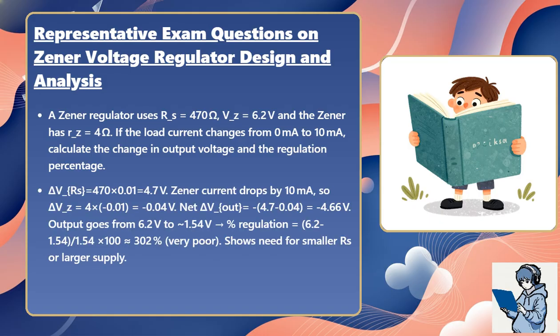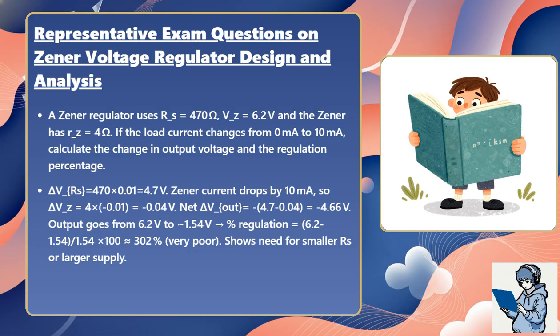Delta V sub Rs equals 470 times 0.01 equals 4.7 volts. Zener current drops by 10 milliamps, so delta V sub Z equals 4 times minus 0.01 equals minus 0.04 volts. Net delta V out equals minus open parenthesis 4.7 minus 0.04 close parenthesis equals minus 4.66 volts. Output goes from 6.2 volts to approximately 1.54 volts.